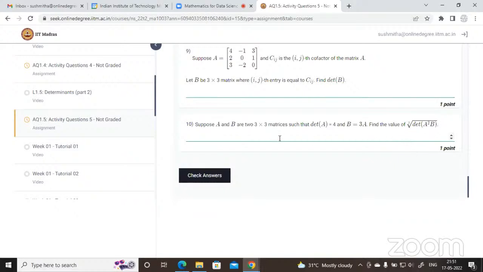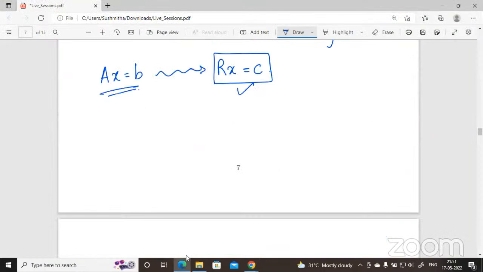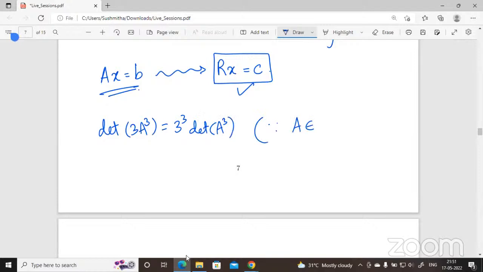Ma'am, can you please write that line? The determinant of 3A cube is going to be 3 cube times the determinant of A cube, since A is a 3 cross 3 matrix. From each row, you pull out a 3, right? I got confused here because I understood that I just pulled out the 3 alone.